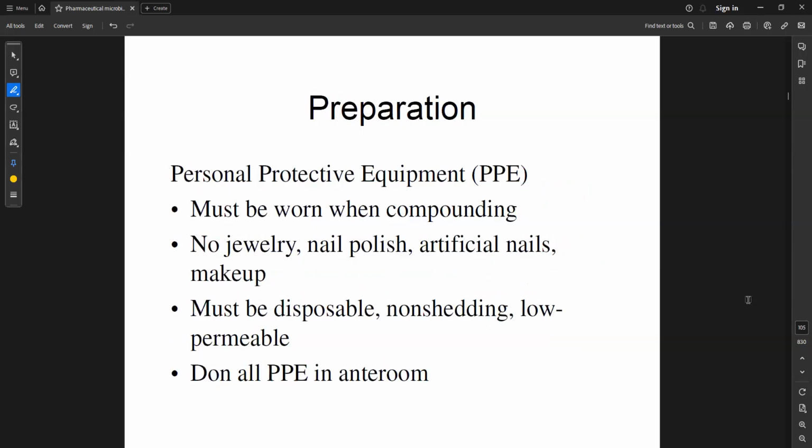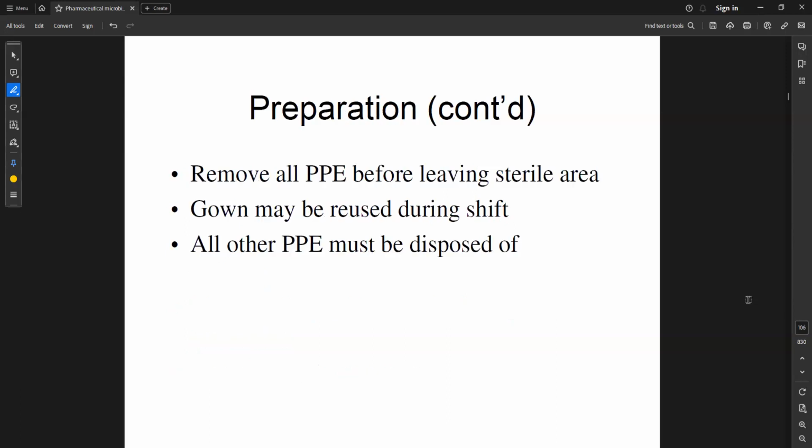PPE must be worn when compounding. No jewelry, nail polish, artificial nails, or makeup, because these things may harbor bacteria and may fall onto the sterile equipment. PPE must be disposable, non-shedding, and have low permeability. Don all PPE in anti-room. Remove all PPE before leaving the sterile area. A gown may be reused during a shift and all other PPE may be disposed of.